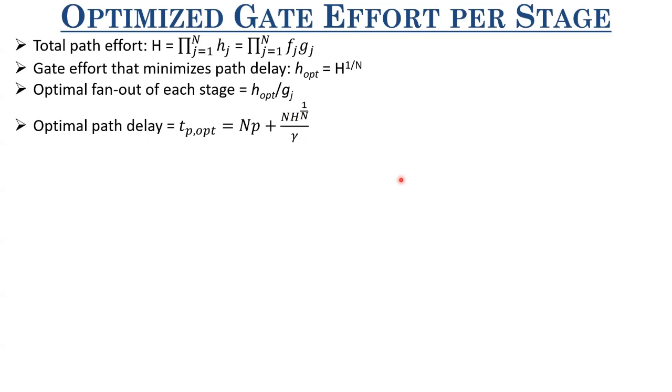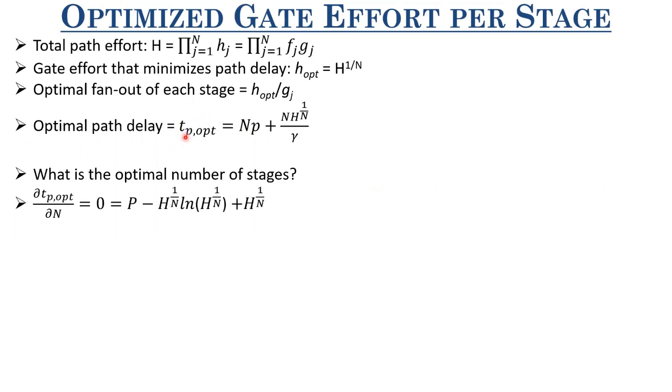Now again the question arises, similar to the inverter chain: what is the optimal number of stages, right? As we did there, we took the derivative with respect to n of this optimal path delay. Here also we'll do the same and equate it to 0. If you take the partial derivative with respect to n, equate it to 0, and substitute h optimal equal to H raised to 1 by n, you get h equals exponential of (1 plus p by h). From here, if you substitute it back, you can get the value of n.